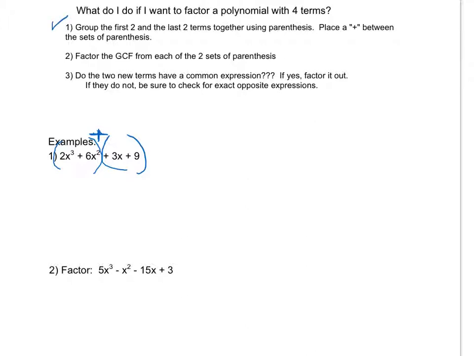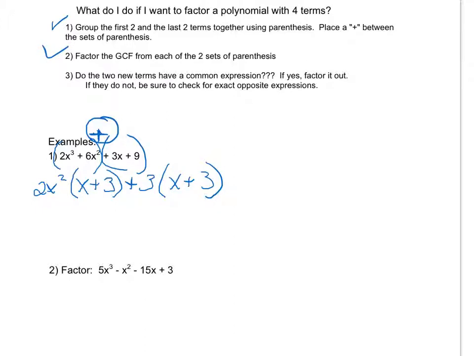Step 2 is to factor a GCF from each of the 2 sets of parentheses. Well, in my first set, I see 2x cubed plus 6x squared. The GCF there is going to be 2x squared, so I'm going to factor that out. When I do, 2x cubed divided by 2x squared, I'm left with an x. 6x squared divided by 2x squared, I'm left with a 3. For my second set, and I drop down the plus sign that I put in the middle, 3x plus 9 are both divisible by 3, so I take out a 3 and I'm left with x plus 3. Now I'm going to move on to step 3. I'm done with step 2.